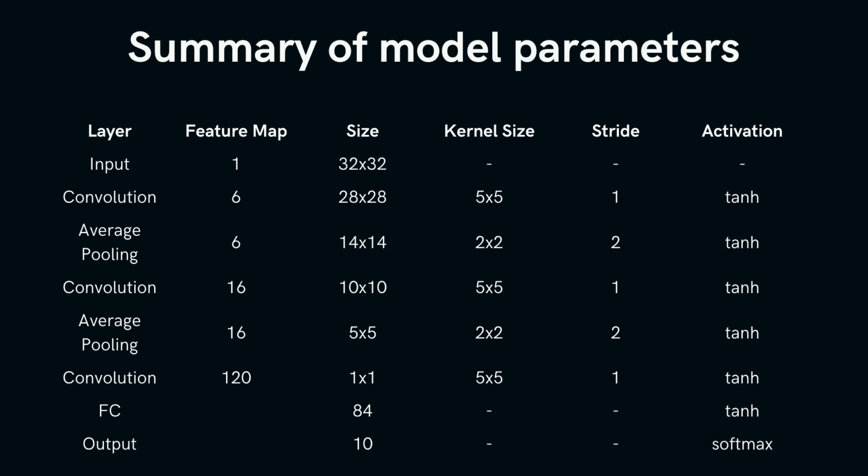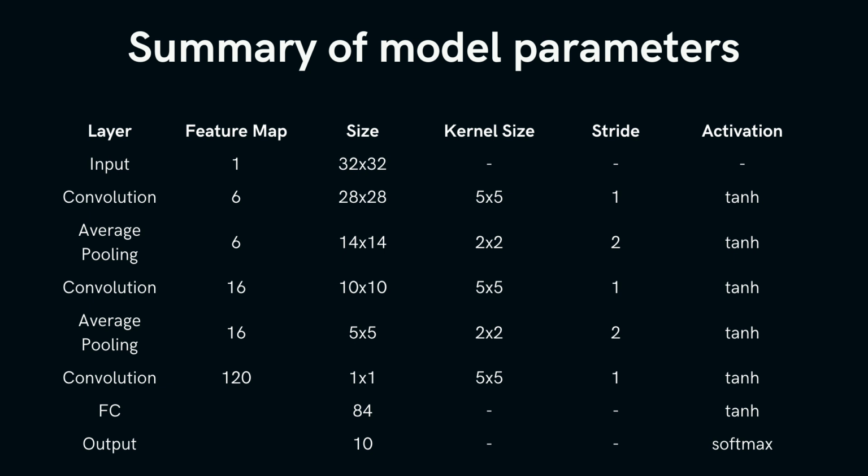Next is the second convolutional layer, which increases the complexity by generating 16 feature maps at 10×10 size, still using a 5×5 kernel and a stride of 1. Tanh continues as the activation function.